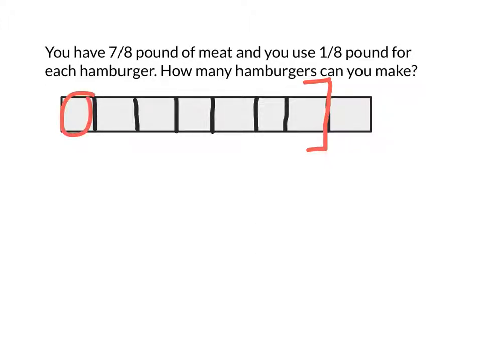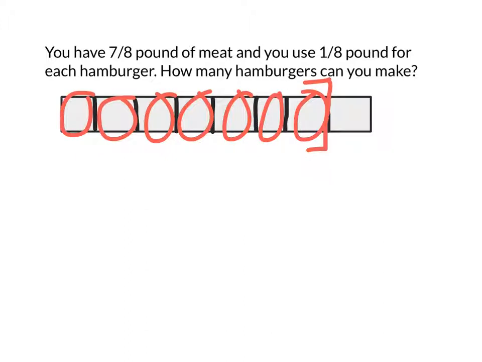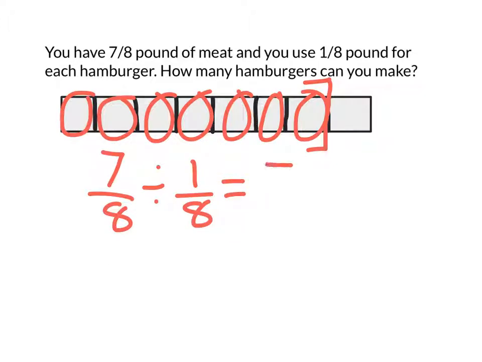So 1, 2, 3, 4, 5, 6, 7. So 7/8 divided by 1/8 equals 7. I have 7/8 and I'm taking them 1/8 at a time.